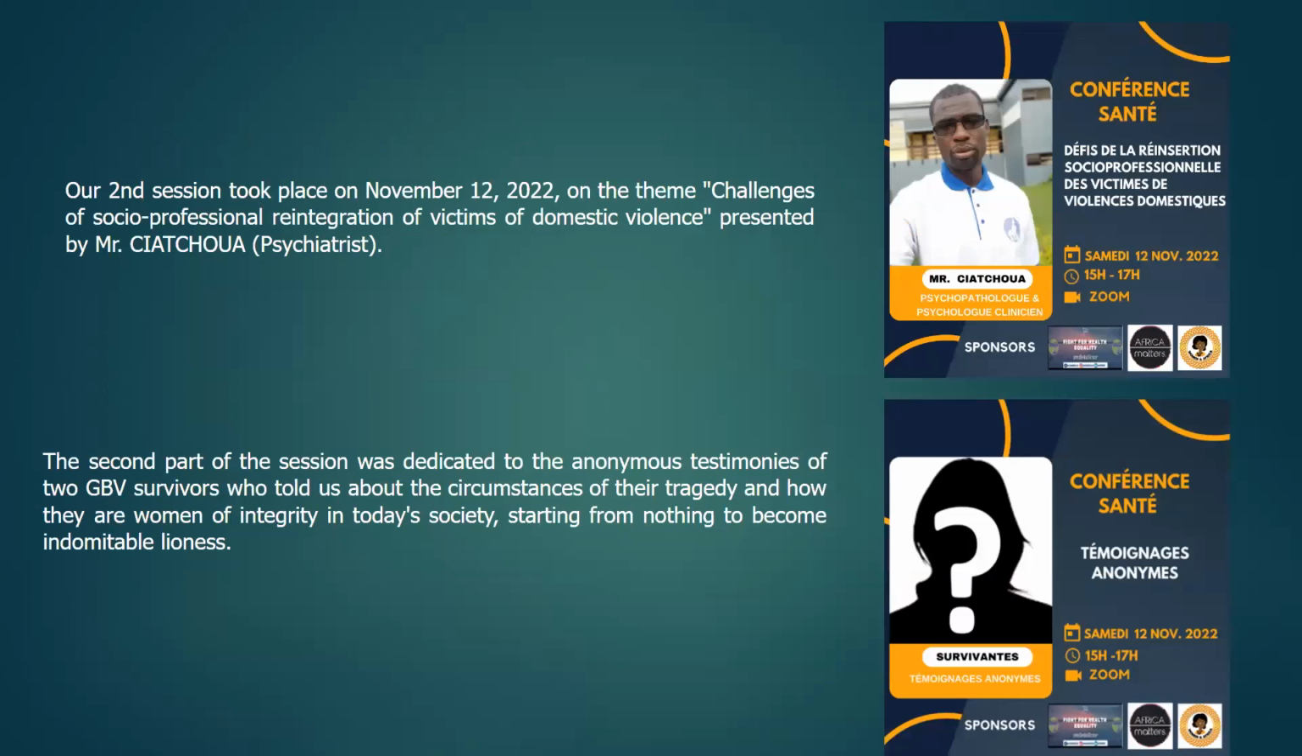Okay, as I was saying, our second session took place on November 12, 2022 on the theme Challenges of Socio-Professional Reintegration of Victims of Domestic Violence. It was presented by Mr. Siachwa, who is a clinical psychiatrist. And the second part of the session was dedicated to the anonymous testimony of two gender-based violence survivors who told us about the circumstances of their tragedy and how they are women of integrity in today's society, starting from nothing to become indomitable lionesses. Next slide, please.